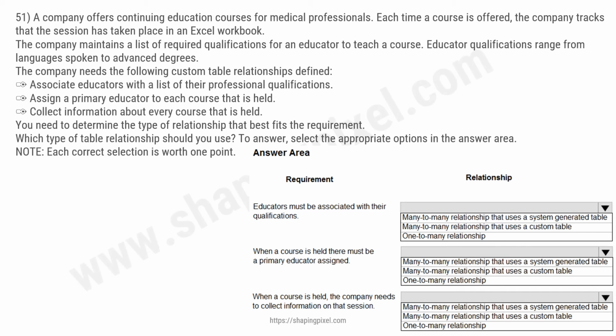Associate educators with the list of their professional qualification. Assign a primary educator to each course that is held. Collect information about every course that is held. You need to determine the type of relationship that best fits the requirement. Which type of table relationship should you use? To answer, select the appropriate options in the answer area. Each correct selection is worth 1 point.